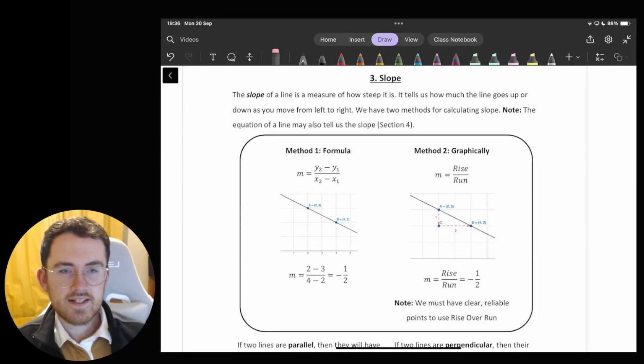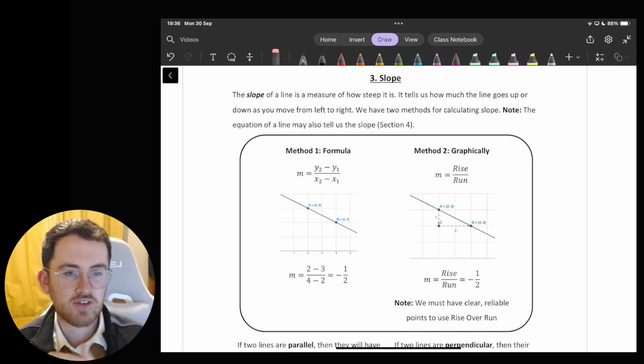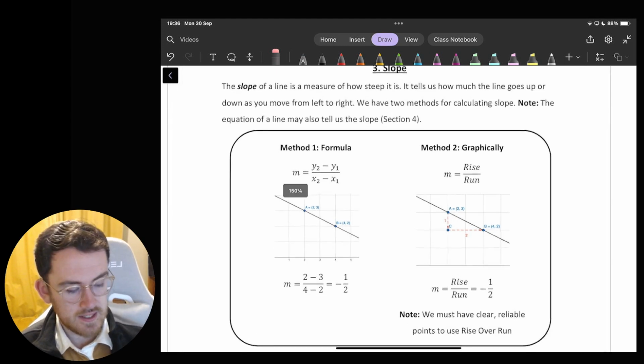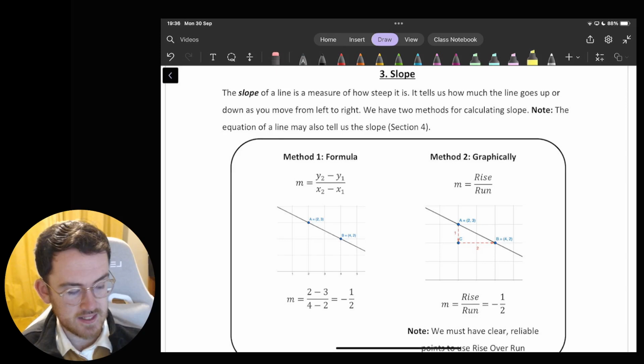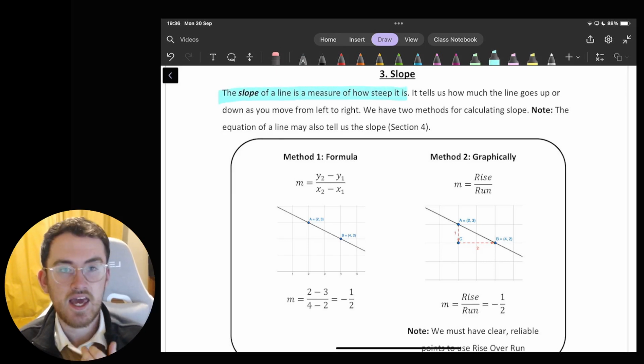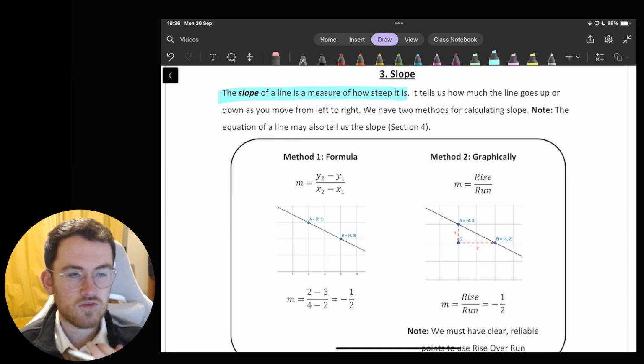Okay, so the next big formula we need to talk about here then is slope. Slope is one of the biggest properties that we have as part of the coordinate geometry of the line and our equations of the line. The slope of a line is a measure of how steep the line is. We can see that up the top here. It basically tells us how far the line goes up as I move from left to right.